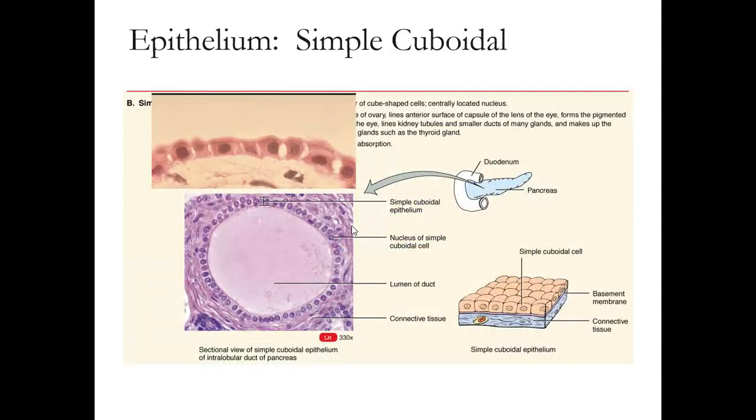Here's a simple cuboidal, and we can see that these cells have a much more plump nucleus and much more cube-shaped cells. They're not perfectly cubed, but same thing here. There's some nice cube-shaped cells and nice round nuclei. Very good.